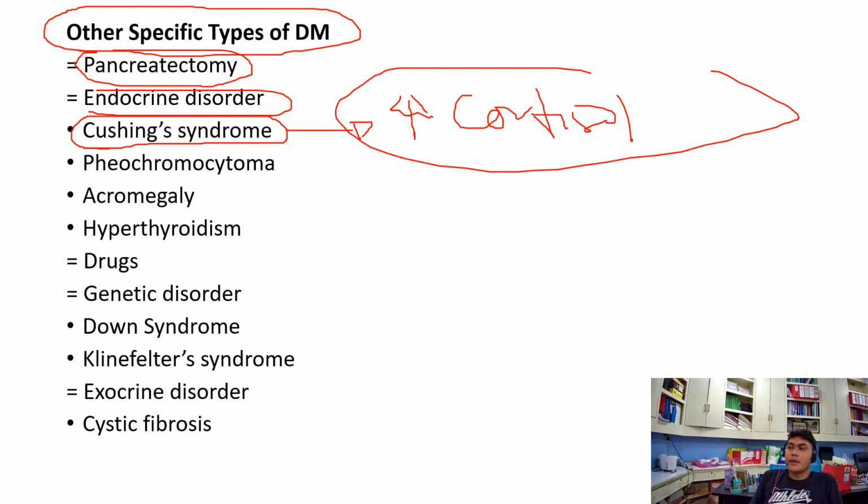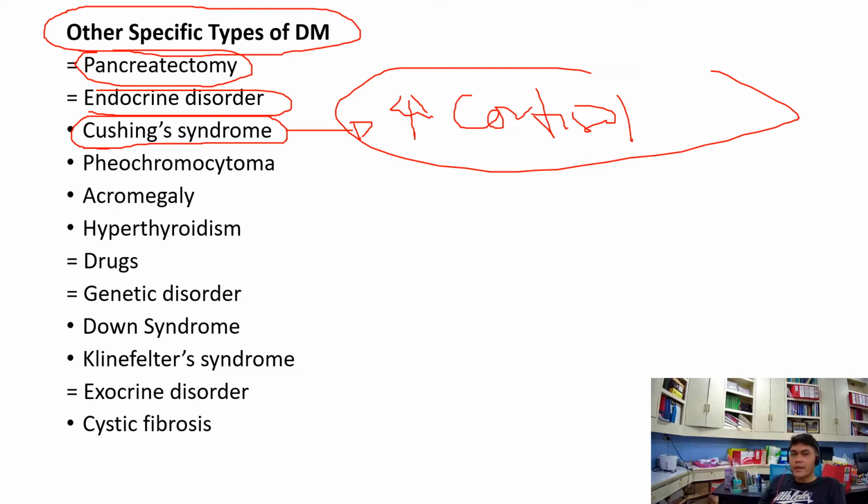Okay? Now, people with Cushing's tend to develop diabetes. But that diabetes is secondary to the primary disease, which is Cushing syndrome. The reason why the patient develops diabetes is because of the increase in cortisol. Increased cortisol, increased gluconeogenesis, the effect, you have an increase in glucose concentration. Because gluconeogenesis is the formation of glucose from non-carbohydrate sources.